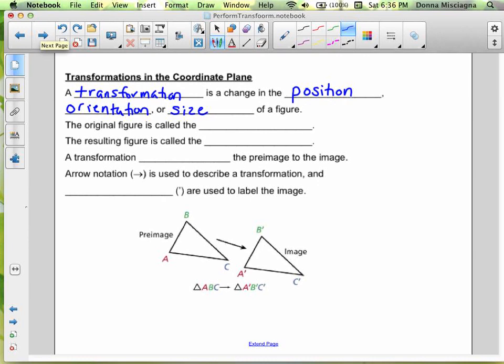The original figure is called the, well, hopefully you can figure that out because it's written on the picture below. The original figure is the pre-image. And of course, the resulting figure is called the image. A transformation, blank, the pre-image to the image. Do you remember that vocabulary word that we use to describe what happens? What are we doing? Starts with M. A transformation maps the pre-image to the image. Did you get that one?